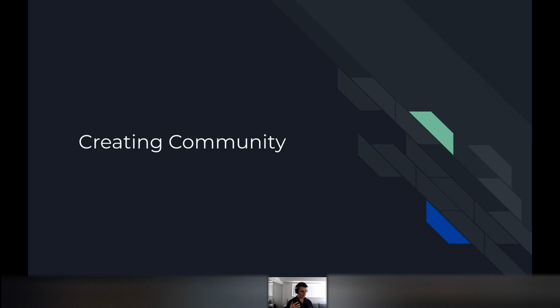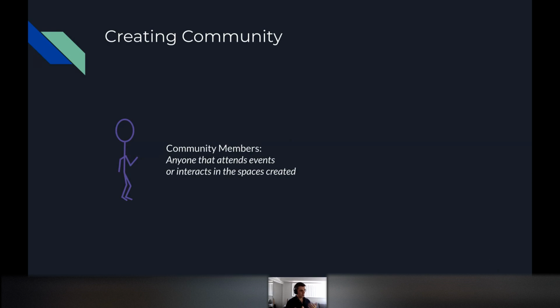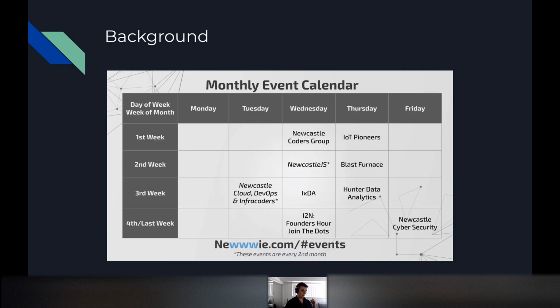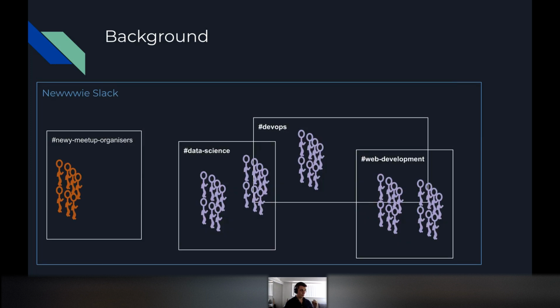I'm going to do a few coloured stick figures to represent the personas that I've been thinking about, that represent how people interact with each other. So I'm going to have little purple stick figures for the community members. So that's anyone that attends or interacts with the spaces that we create, whether it's physical spaces or digital spaces.